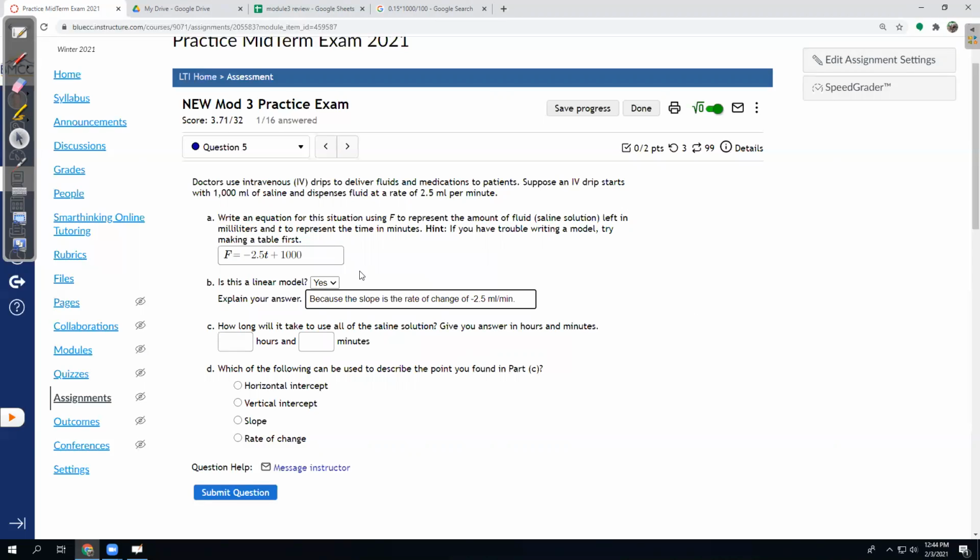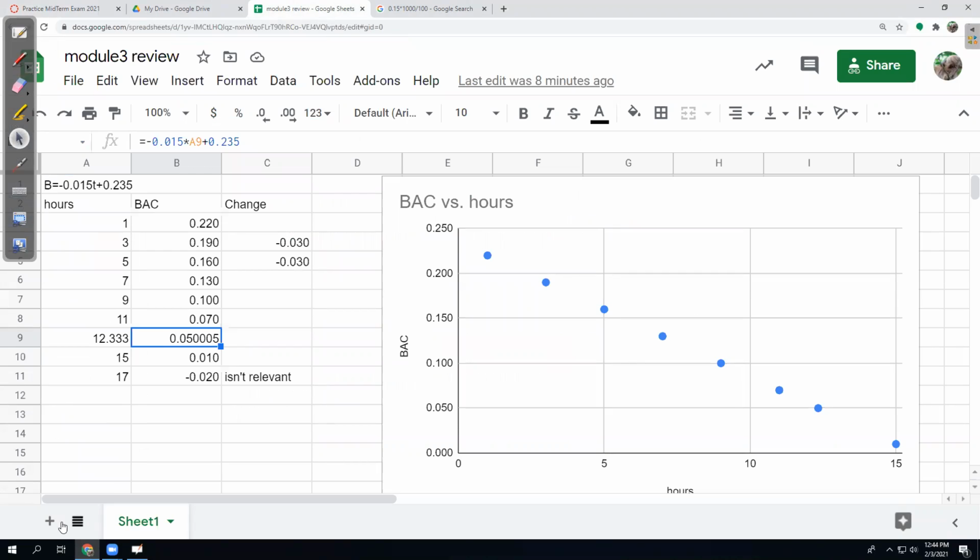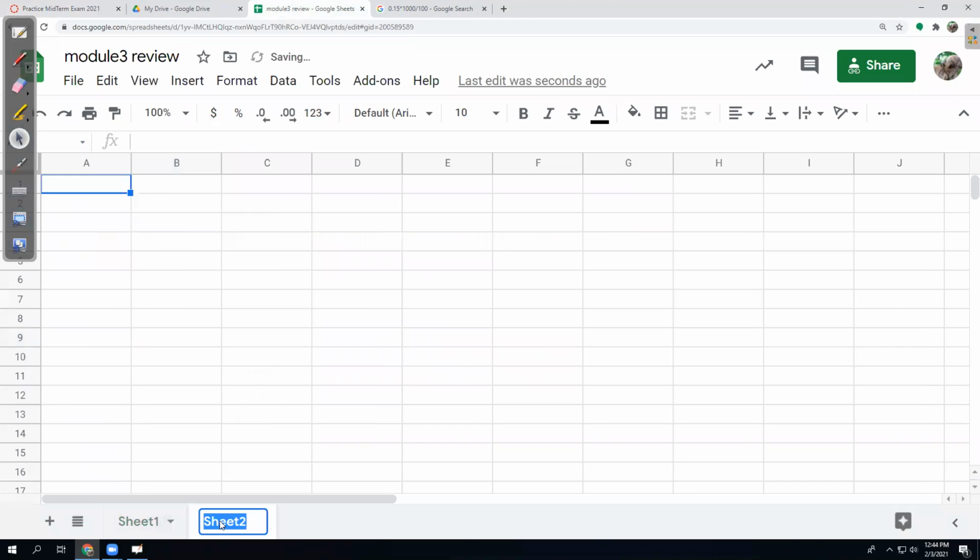Let's see, and again, if we weren't sure, it said make a table. Oh, let's make a table, kind of curious about that. So let's make a new sheet down here. Let's call this one number 5. And then here I have minutes. There we go. And IV fluid. And at 0, I start with 1,000. And then it said for every minute that goes by, drop that by 2.5. So I could just go equals, take the number above, minus 2.5.